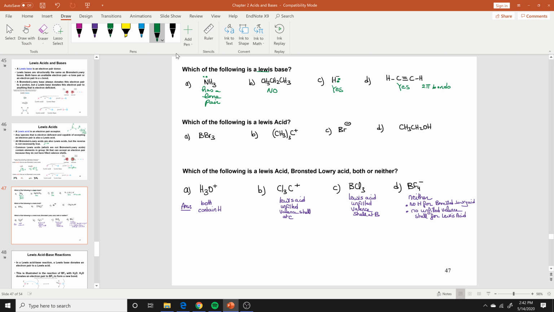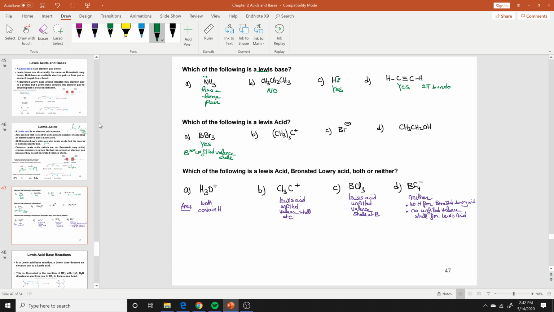Okay, now which of the following is a Lewis acid? BBr3 over there, yes, this is a Lewis base, or a Lewis acid, I'm sorry, because the boron in this case does have an unfilled valence shell. So the B has an unfilled valence shell.